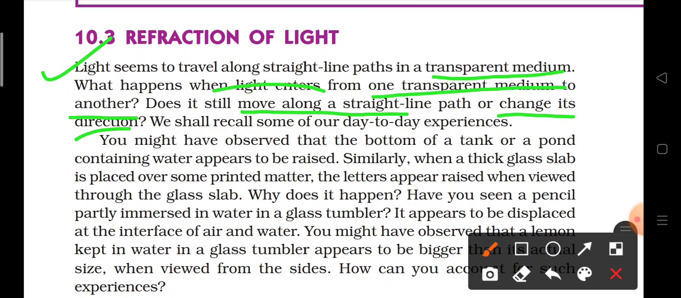So we shall recall some of our day-to-day experiences. You might have observed that the bottom of a tank or a pond containing water appears to be raised. It seems that the bottom is not at the lower level but slightly higher.